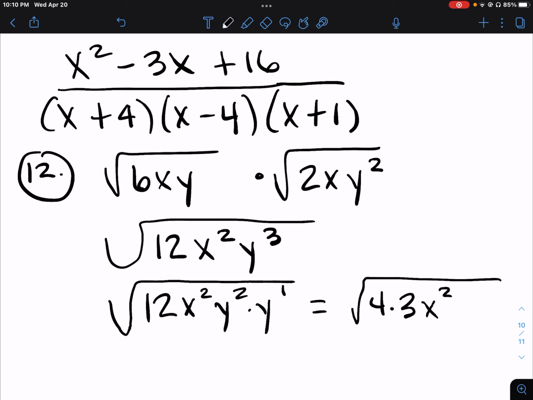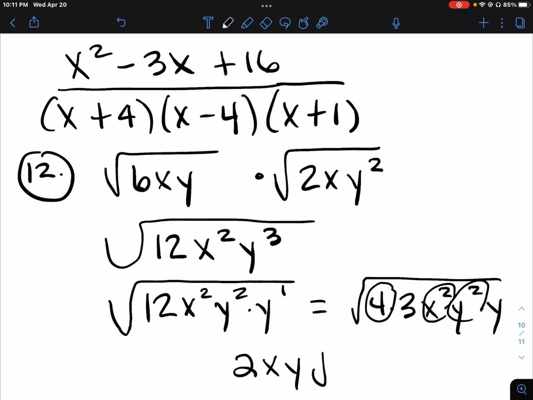We've got to use 4 times 3 because we have to be able to take the square root. So the square root of 4 is 2. For the exponents, you take half. Half of 2 is 1. Half of 2 is 1. Oops. What's still inside the square root is 3y.